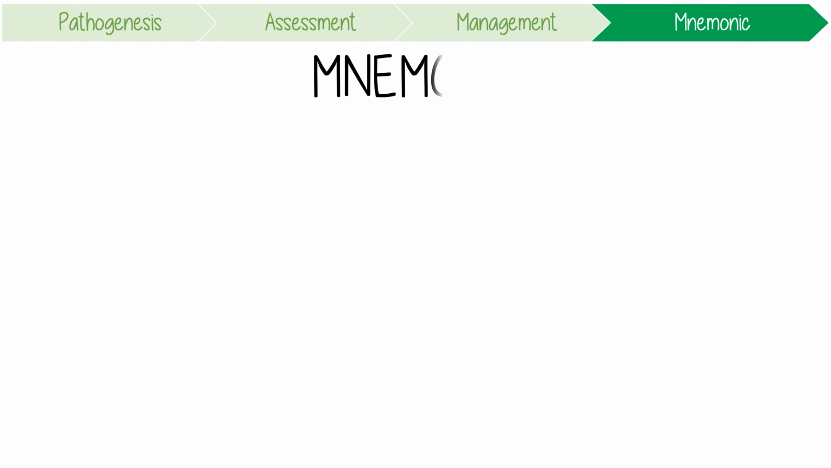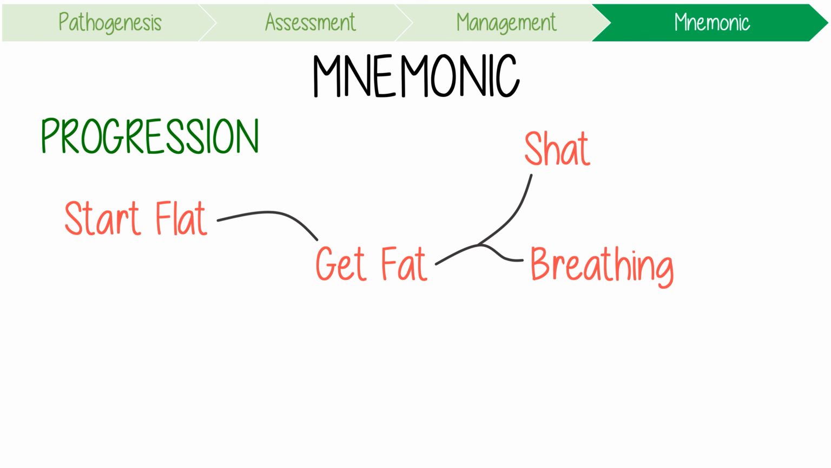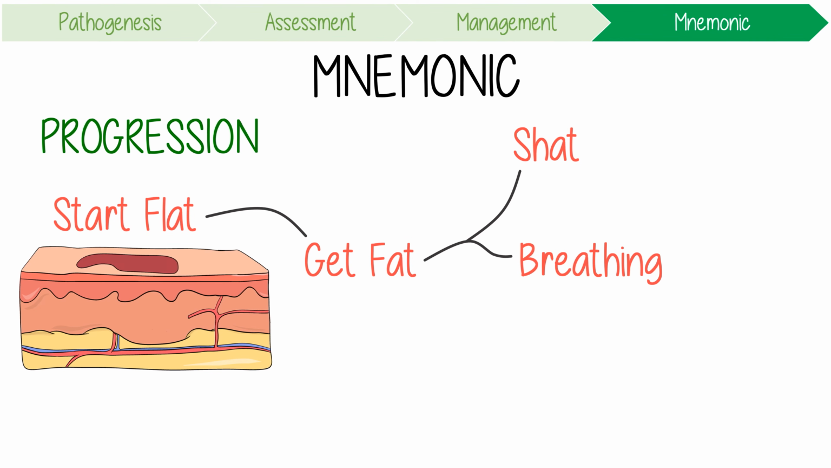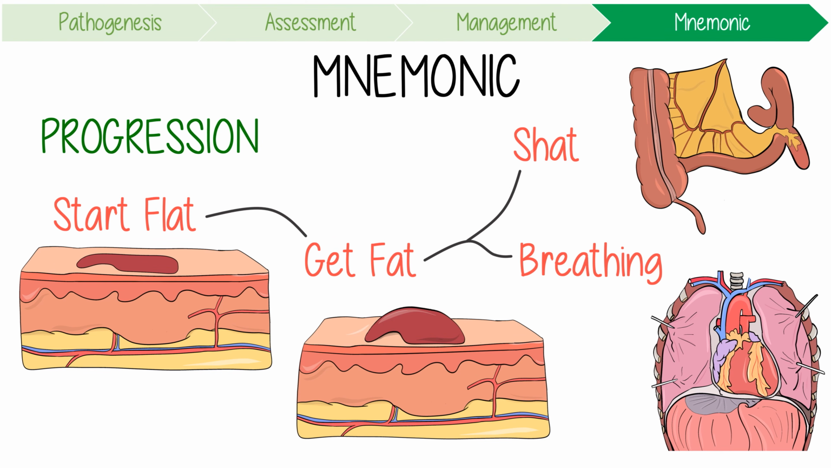I use this mnemonic to remember the progression of Kaposi sarcoma. Lesions start flat, get fat, and then mess with your breathing and chat. This reminds me that they start as flat macules, can progress into raised, fat papules and nodules. Finally, advanced disease might involve visceral organs, including your lungs and gastrointestinal tract.